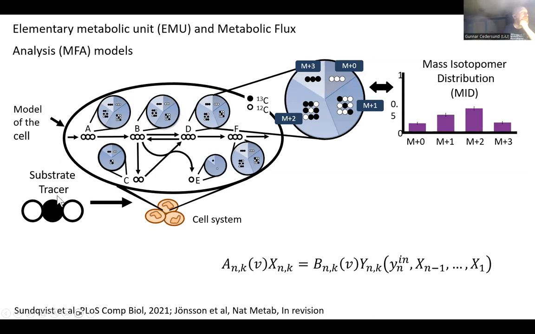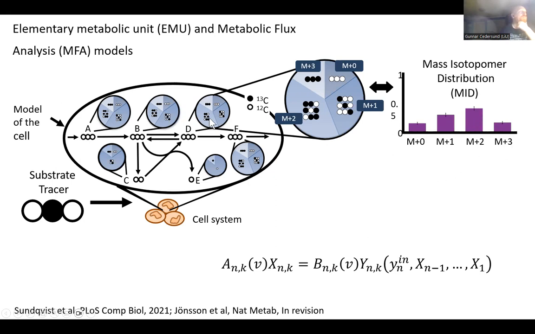And the tracer here is that you have replaced some of the carbon atoms in these metabolites with carbon-13, so that you then can use mass spectrometry data to get mass isotopomer distributions, which basically says the distribution of what percentage of each metabolite has how many carbon-13 atoms. So this is the percentage that has 0 carbon-13 atoms. This is the one that has 1 carbon-13 atom, and so on.